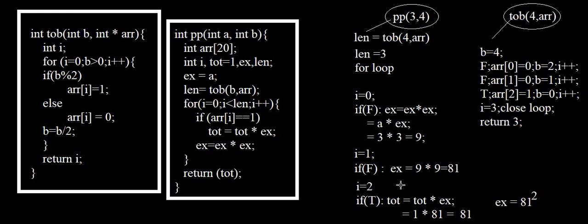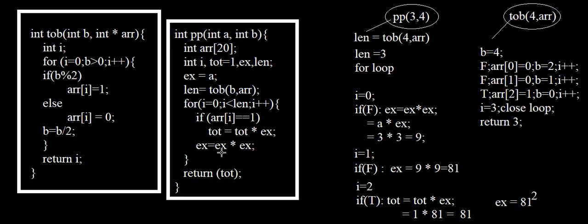equal to 1. So put here 1. The if statement becomes true. Now the true will execute this statement. TOT equals TOT into EX. EX is having the value of 81. 81 into TOT, which is 1, because TOT is initialized as 1. So 81 into 1 equals 81.